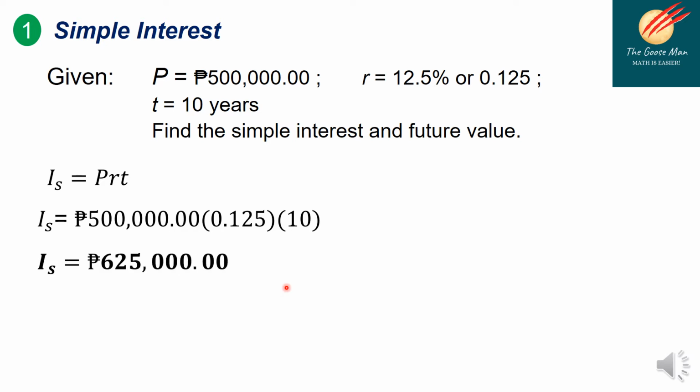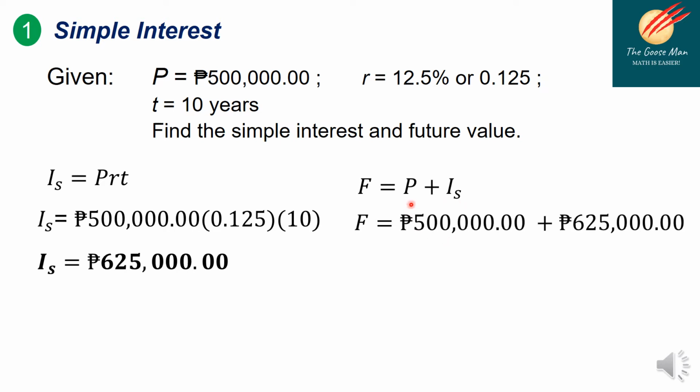So we have the simple interest is equal to 625,000 pesos. Now, if we will look for the future value, this is the present value plus the simple interest. Substituting, we have now the principal is equal to 500,000 plus 625,000 as the simple interest. Therefore, the future value is 1,125,000 pesos.